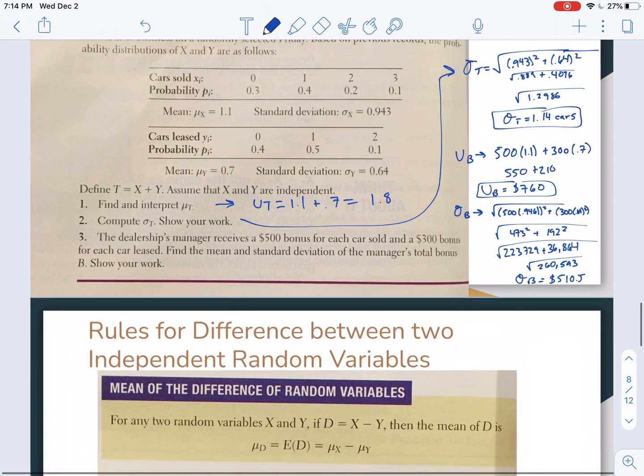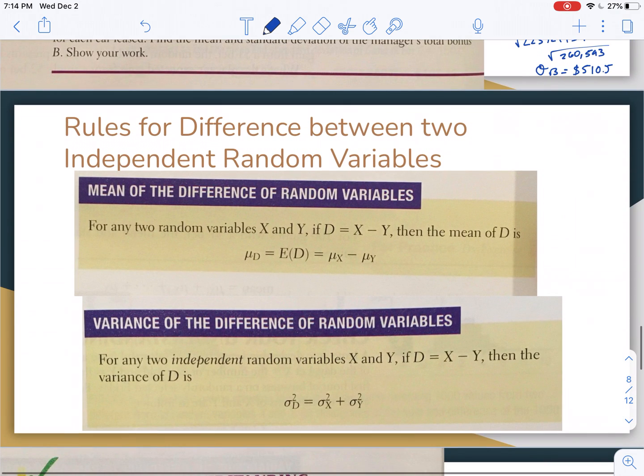All right, now rules for the difference between two random variables. I don't think it should come as a shock that if we can add the means to figure out the mean of two things combined, to figure out the difference, we can subtract the means. So the mean difference is equal to the mean of one minus the mean of the other, whichever one we're looking at.